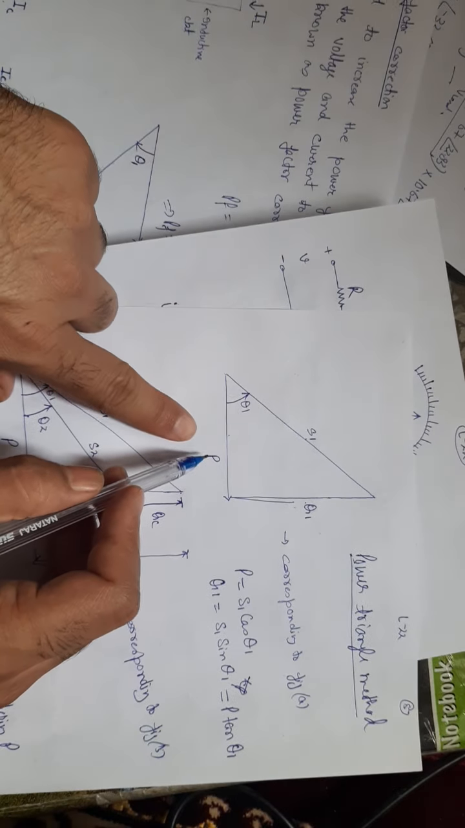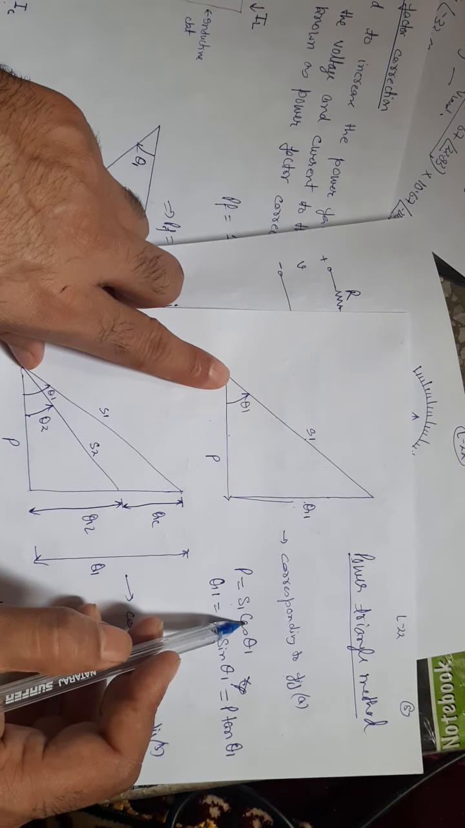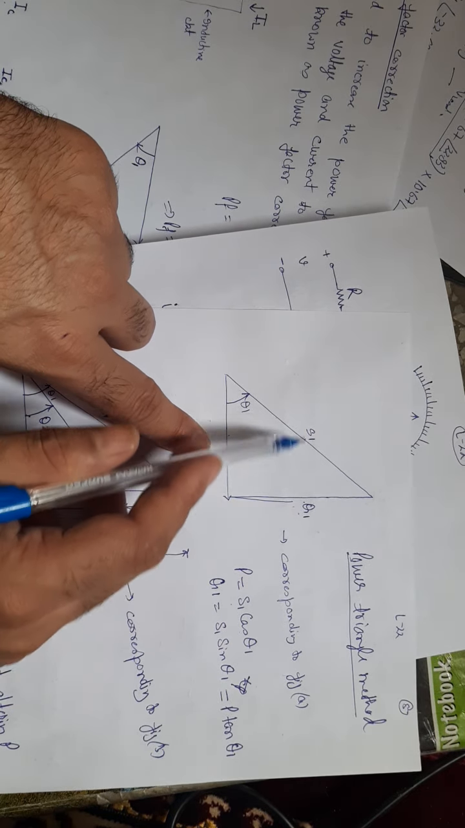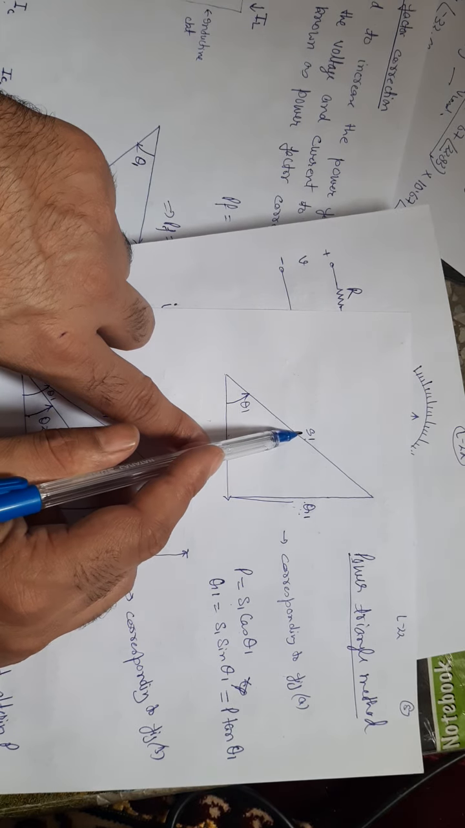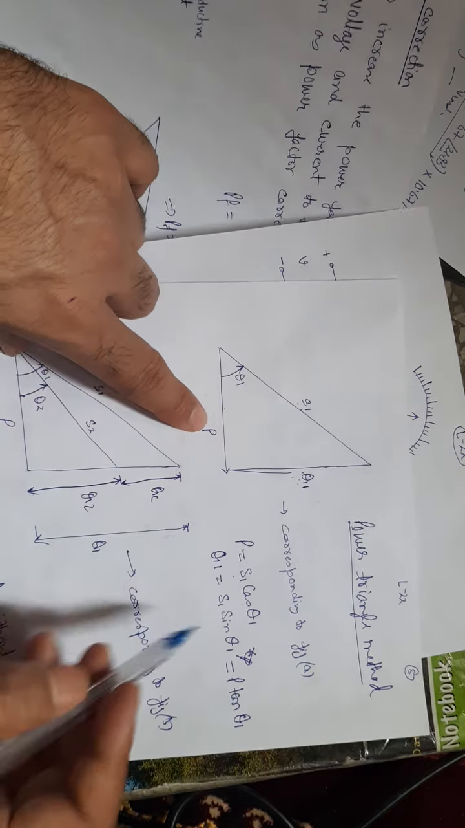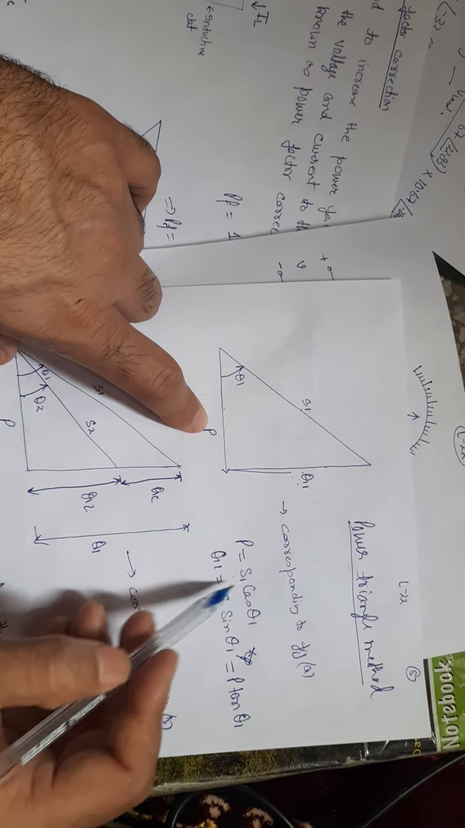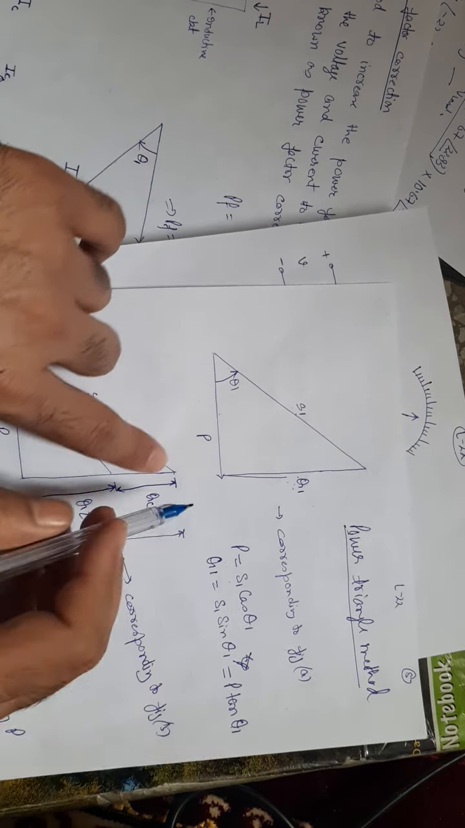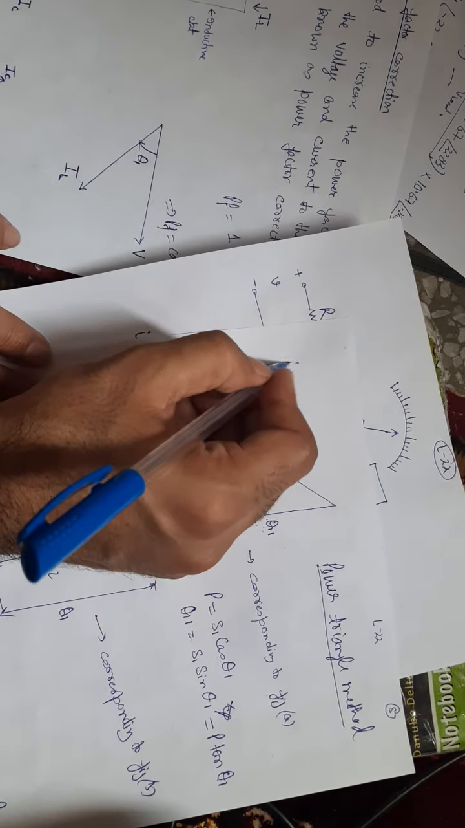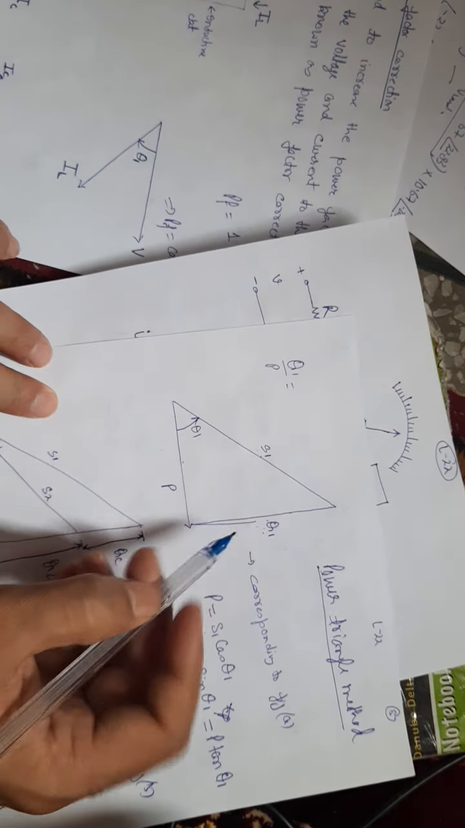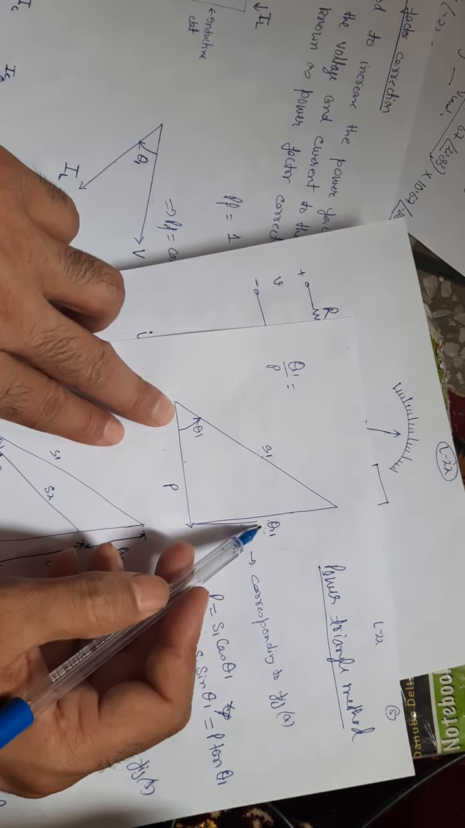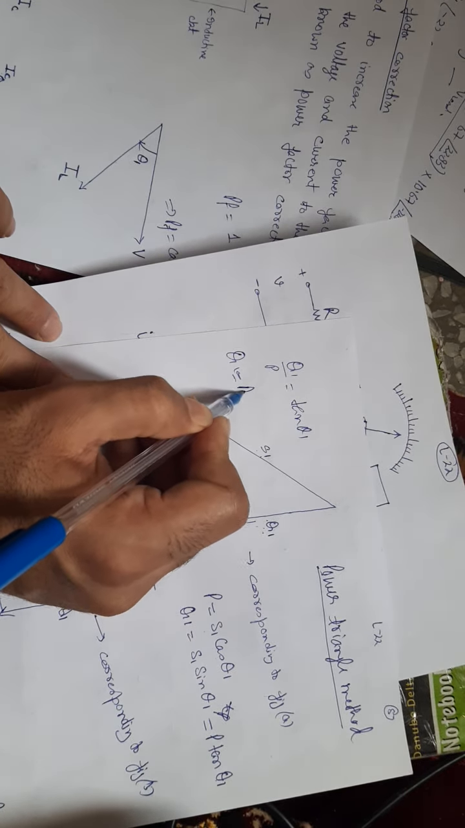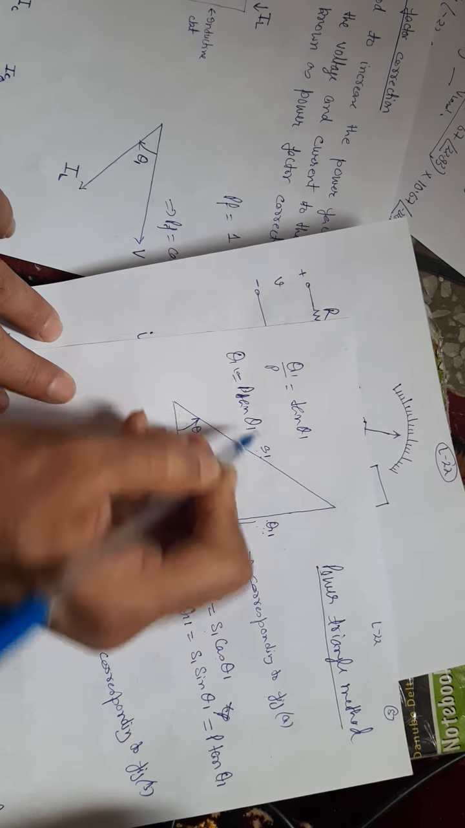So what will be P? P will be given by S1 cos theta 1, because P upon S is nothing but cos theta. Similarly, Q upon S is nothing but sin theta. So Q will be S1 sin theta. From these two terms, I can calculate that Q is nothing but P tan theta 1. Simply, if you take Q1 by P, perpendicular upon base, it is nothing but tan theta 1. So Q1 will be equal to P tan theta 1.